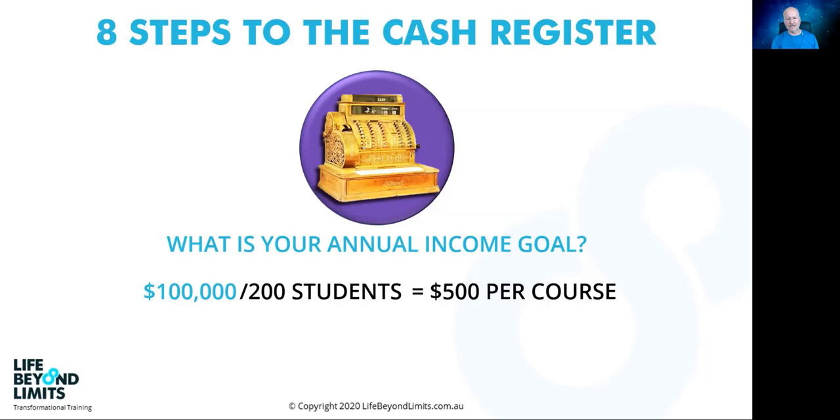So when you decide on 100,000 and your course is around $500, then you've got to work out how many students you need to get in order to meet that goal. If you start at this end, it's going to be much, much easier to build everything based on your goal.